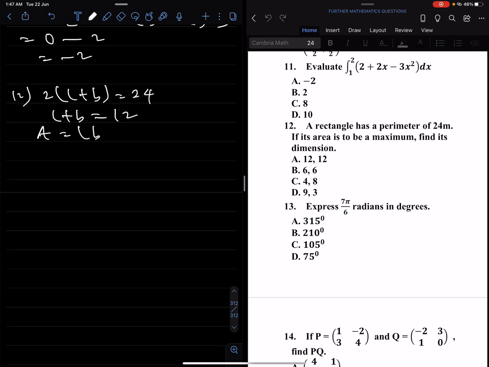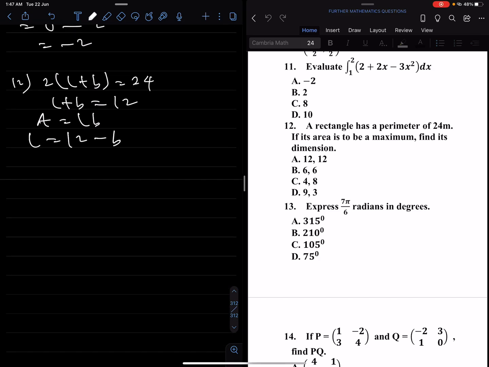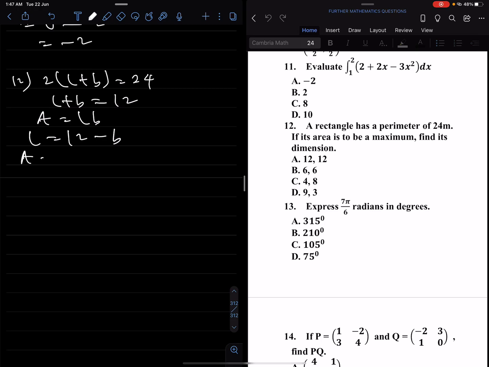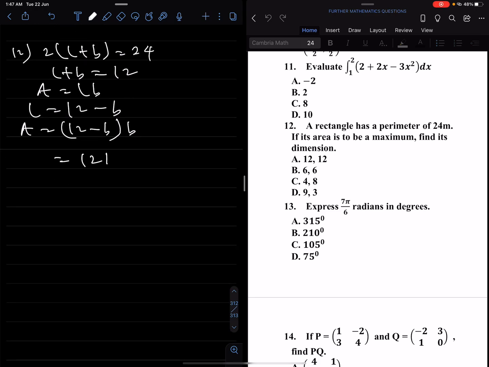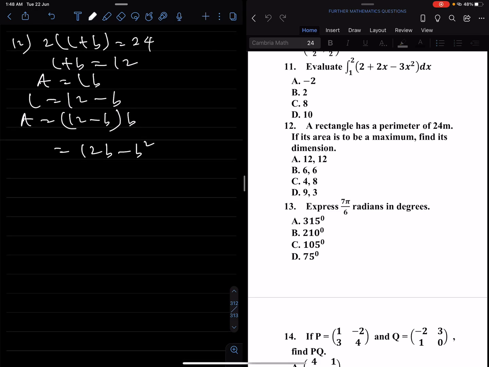When the area is maximum, the derivative of that area is going to be 0. So before we find that derivative, let's express the area in terms of B. If L plus B is 12, that simply means L is 12 minus B. Now area will be 12 minus B times B, which simply means 12B minus B squared.